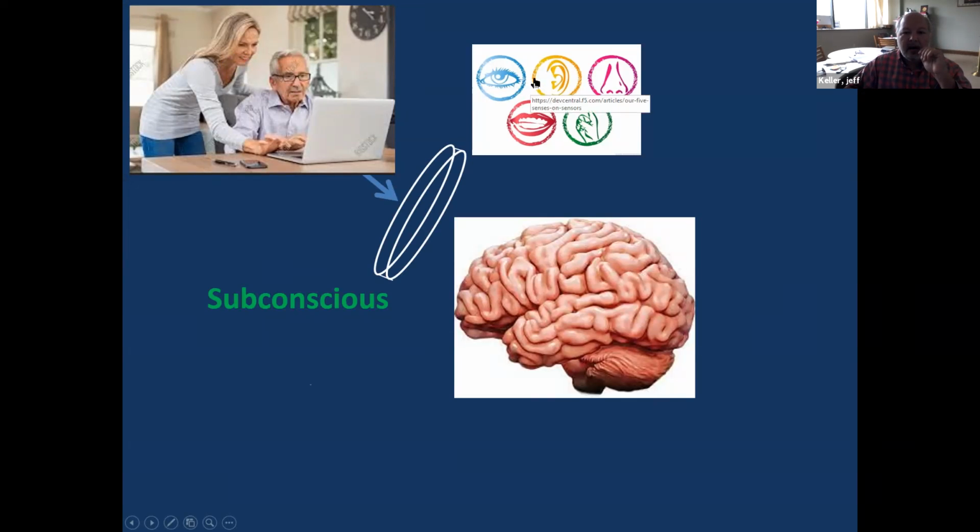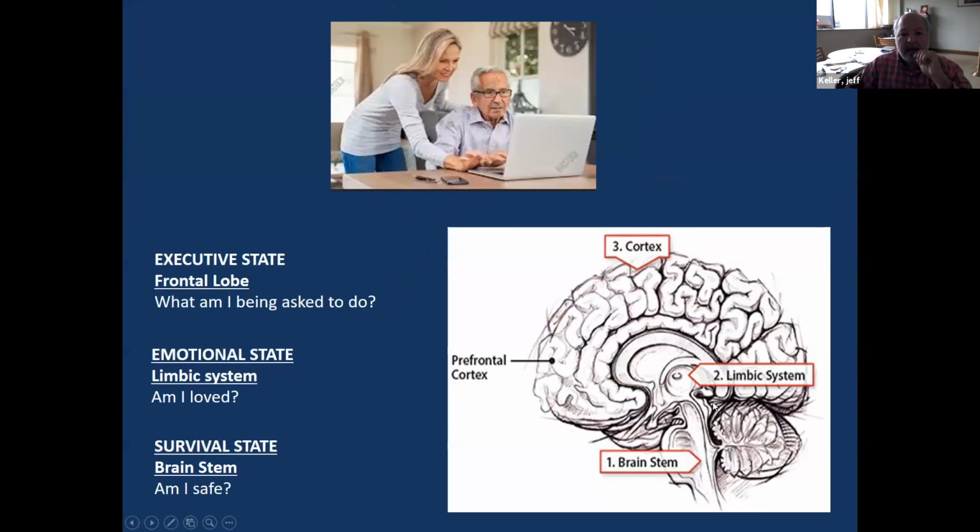He is having to take this task of interacting with this computer. All of the senses are playing a role in how his brain interacts with that. But even more importantly, his subconscious is playing a role in that. And ultimately that dictates the outcome. One way to look at that is that at a minimum, this individual is having frontal lobe involvement: what am I being asked to do? He has emotional state involvement with the limbic system, in particular the amygdala, feeling, am I loved? Is this person mad? Is this something that I ultimately want to do? And at the most basic level, he is asking at a brainstem level, am I safe in this environment?